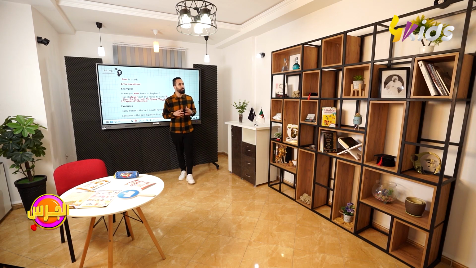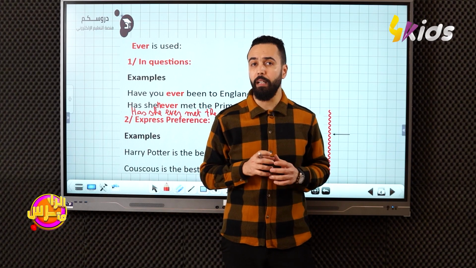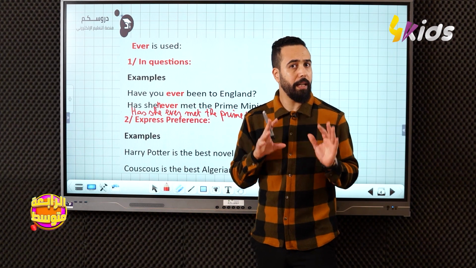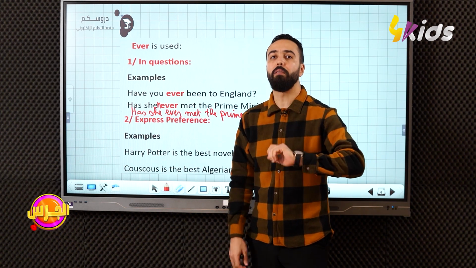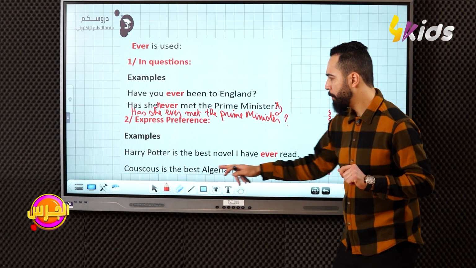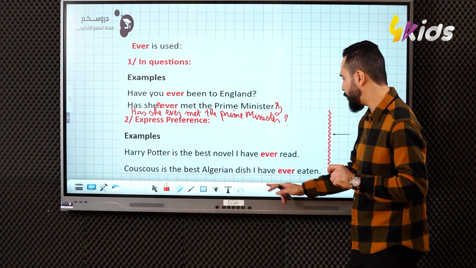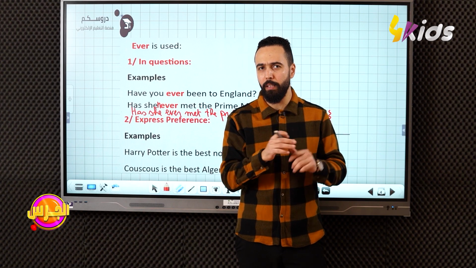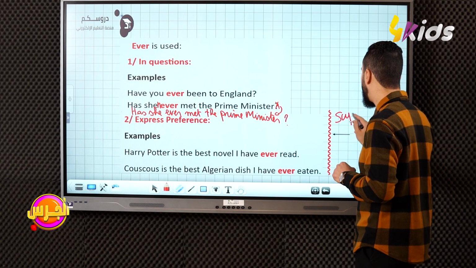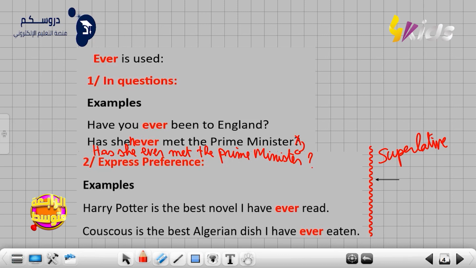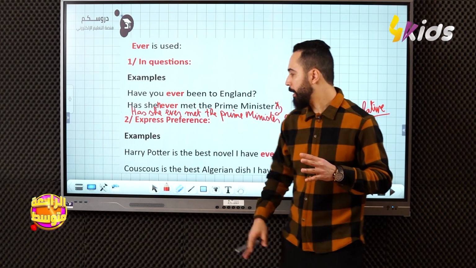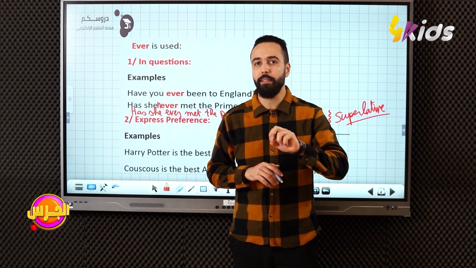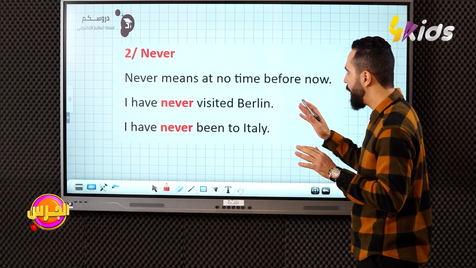Also, number two, نستعملوها to express preferences. بنعبر على حاجة ولا على التفضيل. Let's take an example. Harry Potter is the best novel I have ever read. يعني من كل الروايات اللي قريتهم, Harry Potter is the best novel I have ever read. Second example, couscous. Couscous is the best Algerian dish I have ever eaten. So هنا من بين كل الأطباق الجزائرية فضلت the couscous. هنا إذا لاحظت راني نستعمل superlative اللي هو كذلك درس تكلمنا عليه في الحصص السابقة. دونك نتكلم ولا نستعمل superlative نقدر نوظف معه كذلك ever. Okay, so let's repeat. We use ever for questions and we use it for preferences. Very good.